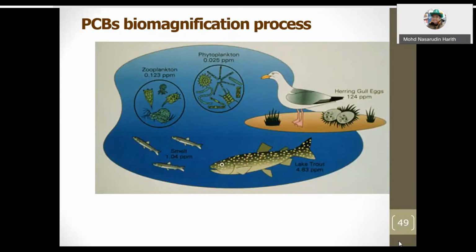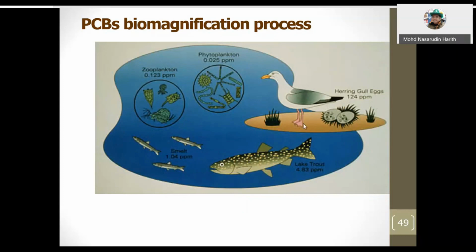This is the example of the PCB's biomagnification processes. I will explain to you in a very simple story. In this lake, the concentration of PCBs is very high that can be absorbed by the phytoplankton. After that, the phytoplankton is eaten by the zooplankton, which may increase the concentration of the PCBs. And then the zooplankton is consumed by the small fish. And then the small fish is consumed by the bigger fish. And this bigger fish is eaten by the herring.